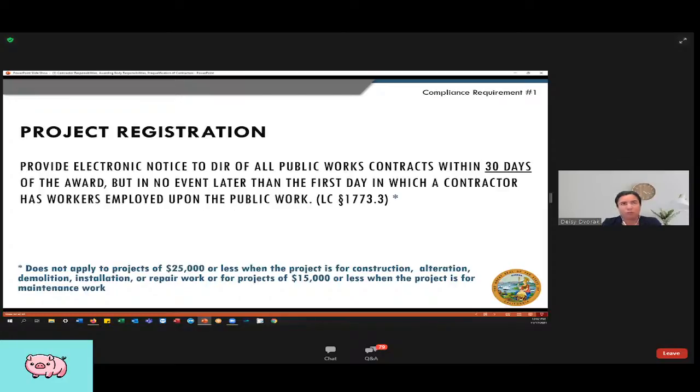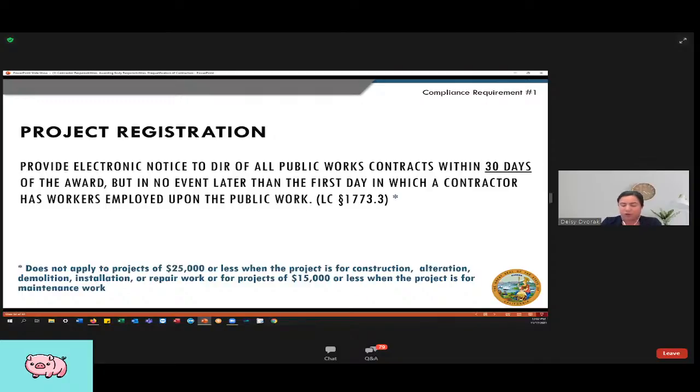The system is going to generate a project registration ID number for the contractor, and the contractors are going to need this number in order to submit their electronic certified payroll record as required. So as you can imagine, if an awarding body fails to register a project, they're not only potentially subject to penalties themselves, but they're also going to be precluding that contractor from being in compliance with DIR.